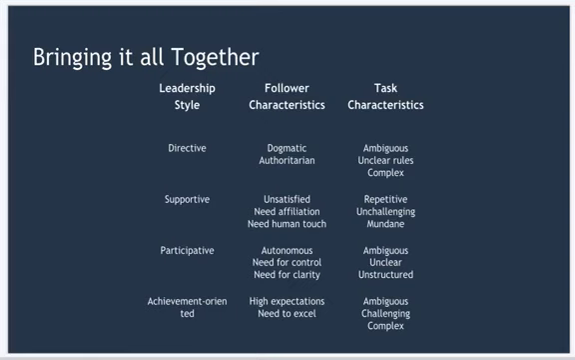Obviously, it's quite a complex theory, so let's try and bring it all together. And we can use this table to do that. This table provides a summary of how to adjust your leadership style based on the different subordinate preferences and the environmental factors you describe. So let's take a simple example looking at the supportive row here. We can see that if your follower characteristics are that they need a human touch, and that the task characteristics are that maybe they're mundane or repetitive, then a supportive style of leadership works really well.